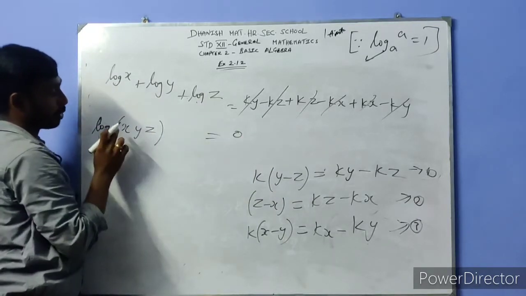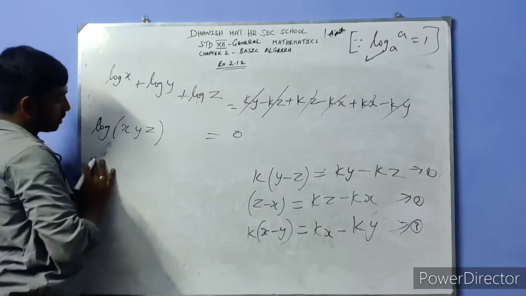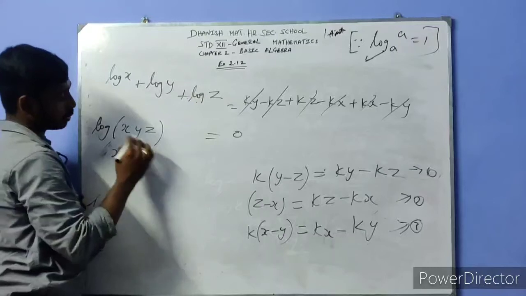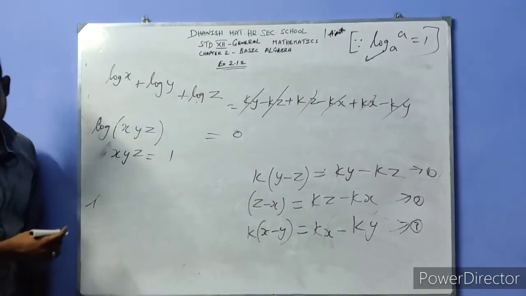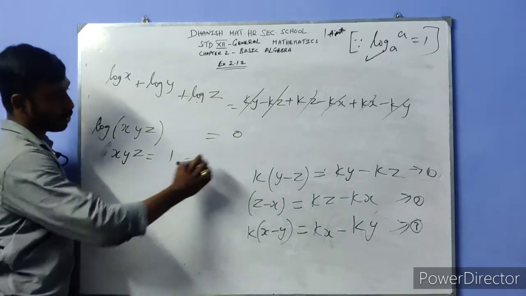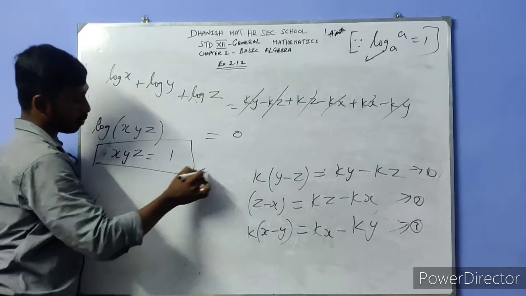What is the remaining one? Log xyz equal to 0 means xyz equal to, this log will go to that side. Log 0 value, that will be 1. What is the value for log 0? That will be 1 here. Here we are getting xyz is equal to 1.